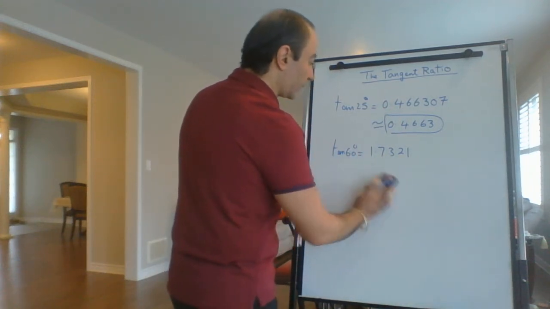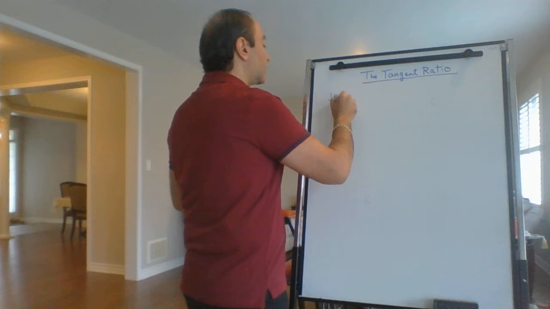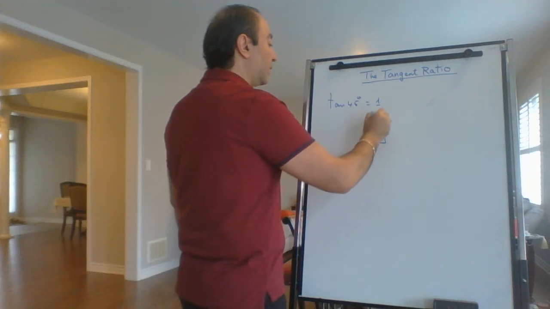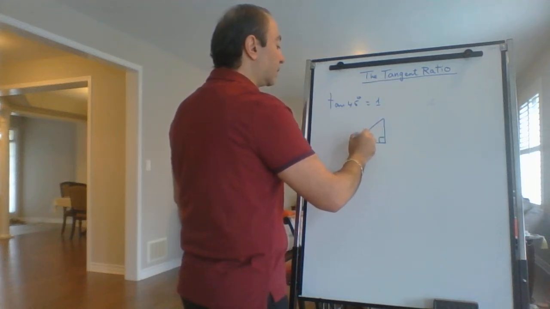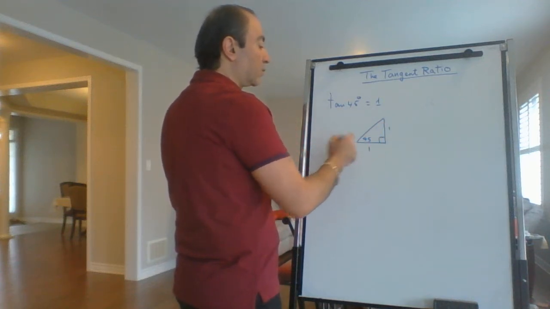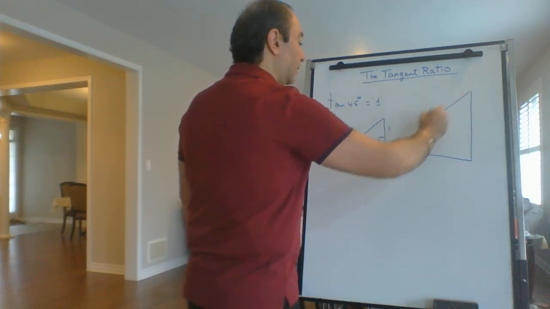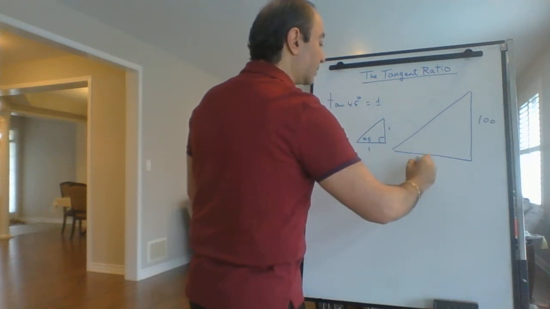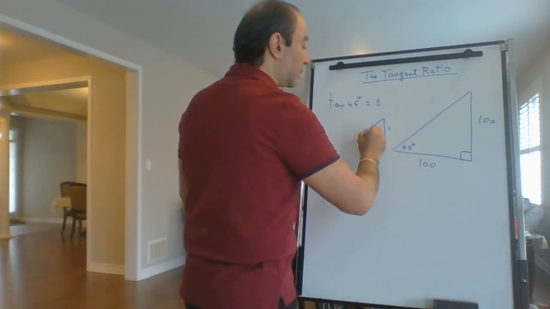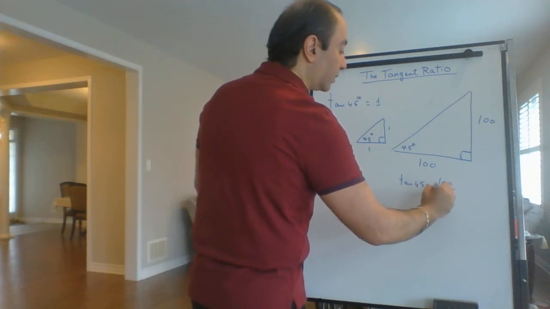So, for example, tan 45 degrees equals 1. That means if you put a 45 degree angle in any right triangle, small or big, this is a small one, the ratio will be 1/1, which is 1. It will be the same if it's a huge triangle. If this is 100 and 100, and this is a 90 degree angle, and this is 45 degrees, tan 45 will equal 100/100, which is also 1.